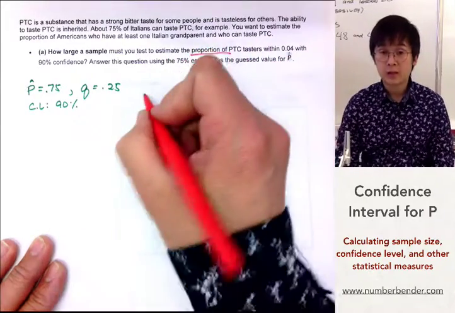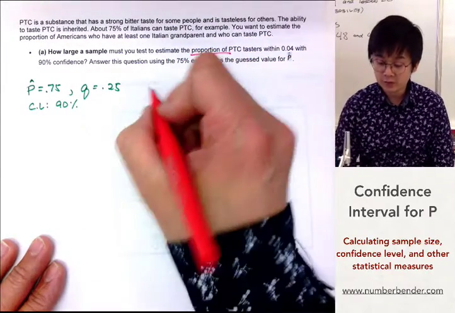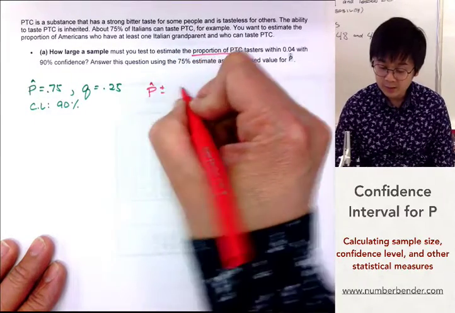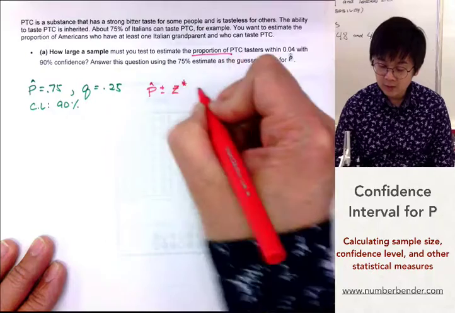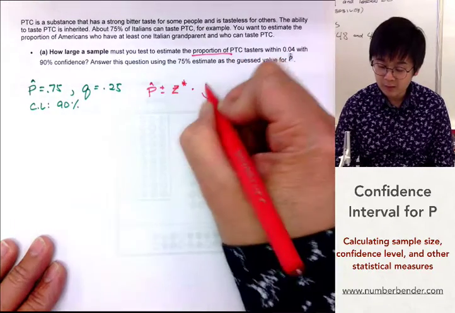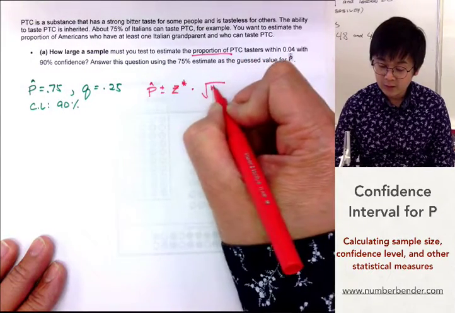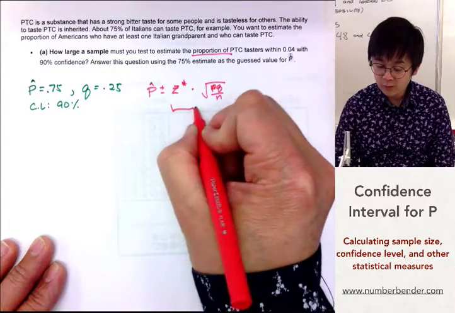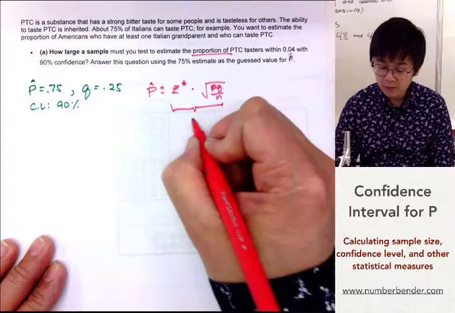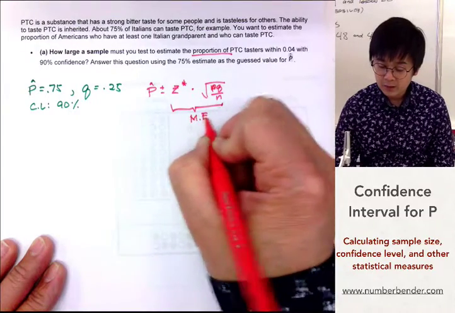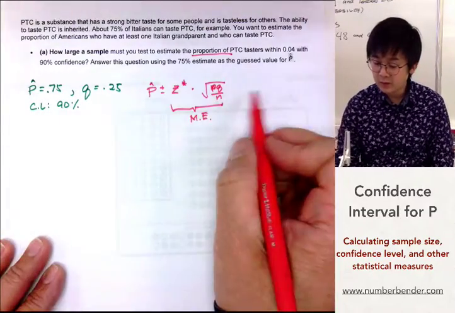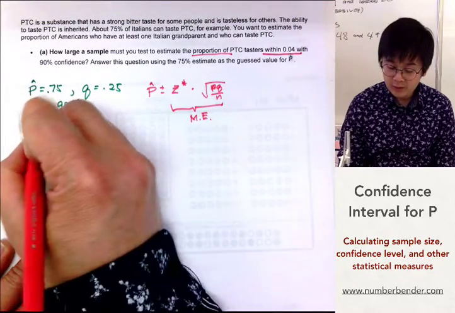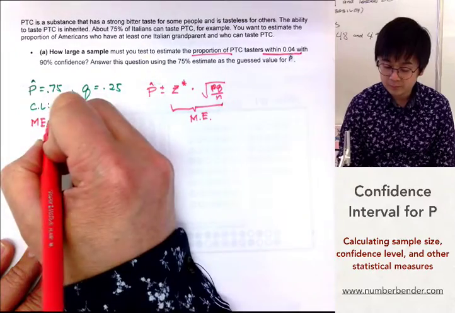we're going to be using the formula for confidence interval for proportion, which is p hat plus or minus the critical value multiplied by the square root of pq all over n. So we know in our formula that this is our margin of error, and in this case the margin of error is also given, so we're going to use that later on in our formula.